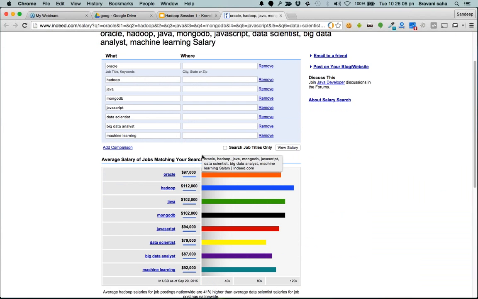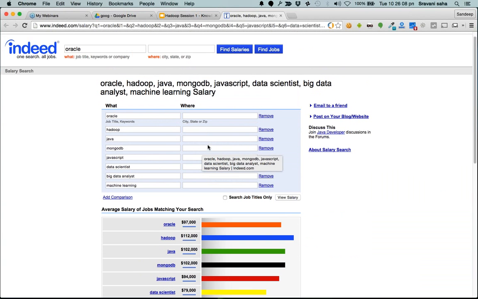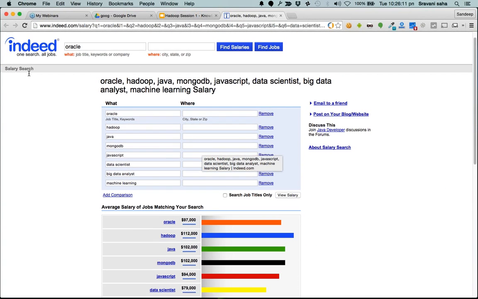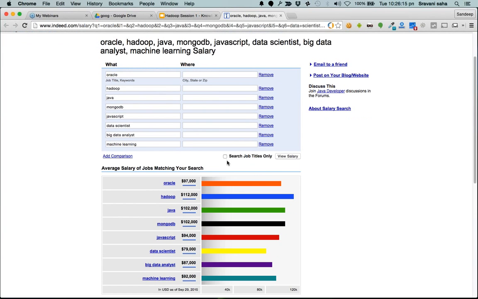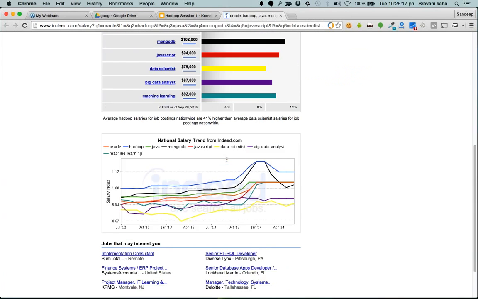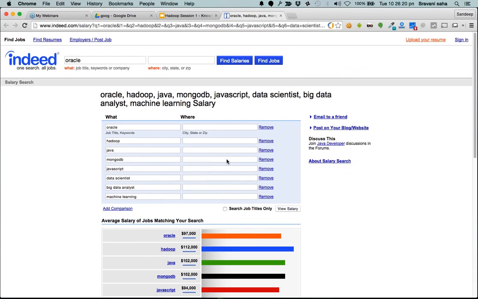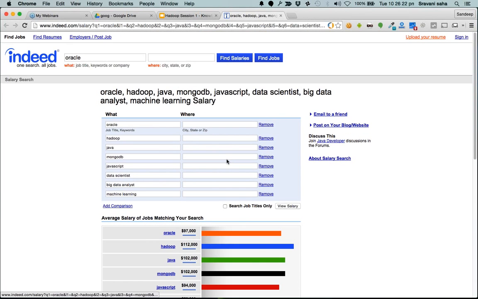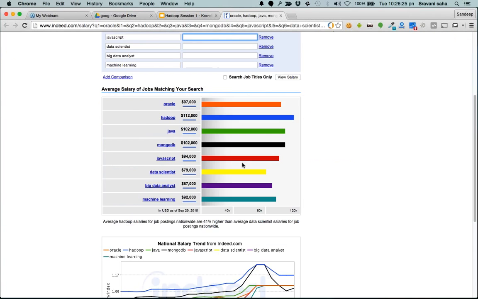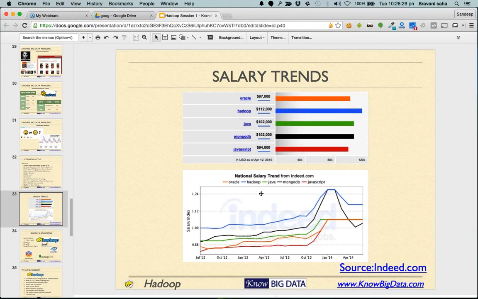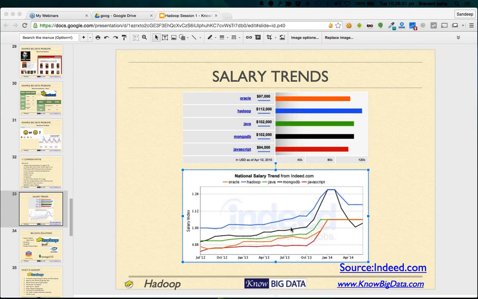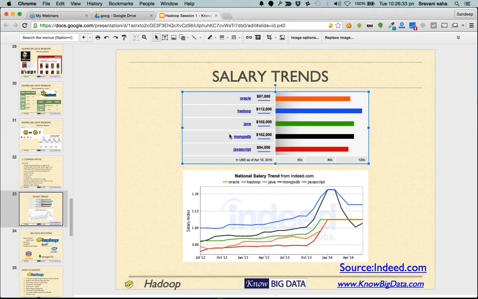I don't know how to increase the search, add comparison, show job titles. Anyway, we can have a look at it again, right? So you can see that there is a need in the industry. It's not that it's an empty bubble.